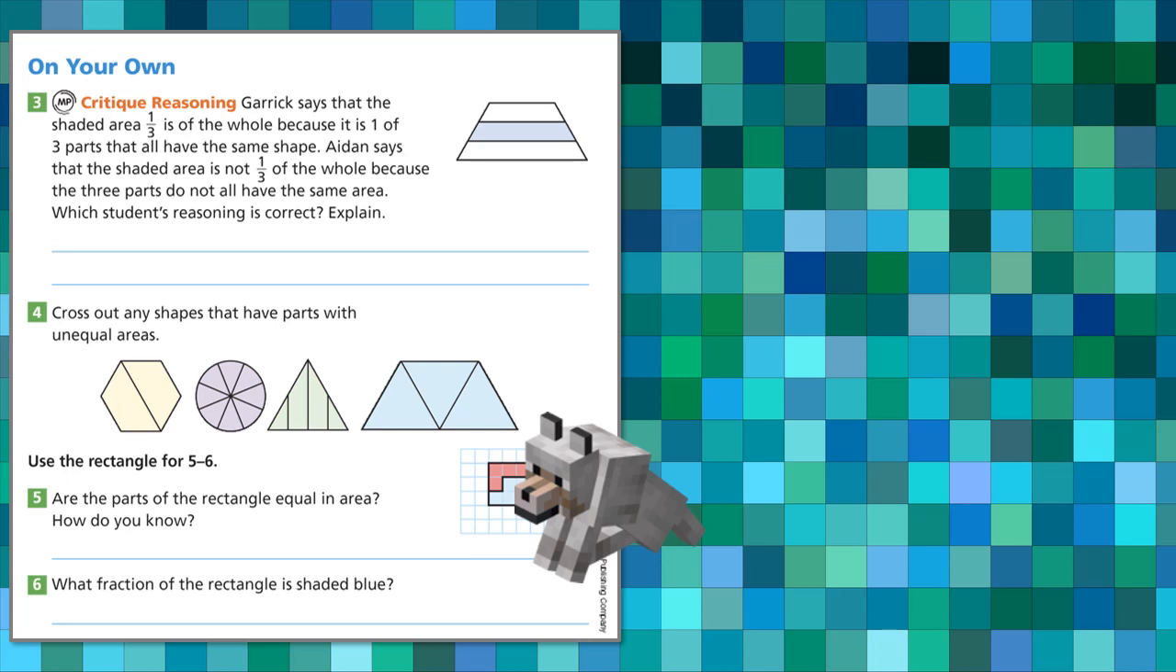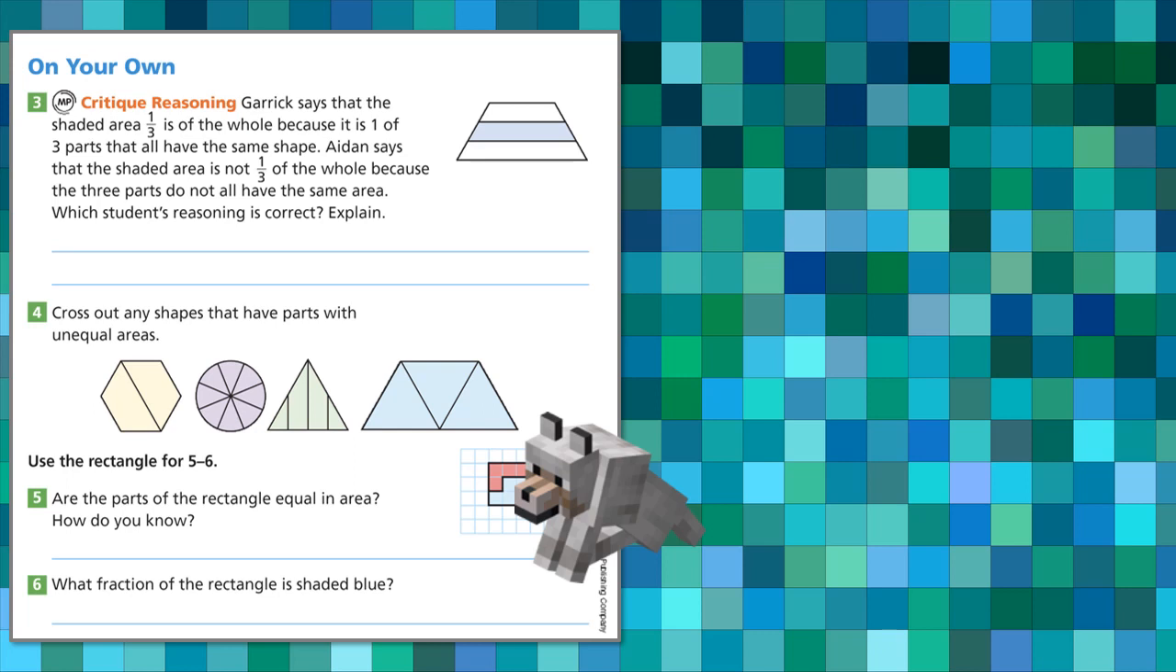On your own, number 3. Garrick says that the shaded area is 1/3 of the whole because it is one of 3 parts that all have the same shape. Aiden says that the shaded area is not 1/3 of the whole because the 3 parts do not all have the same area. Which student's reasoning is correct?